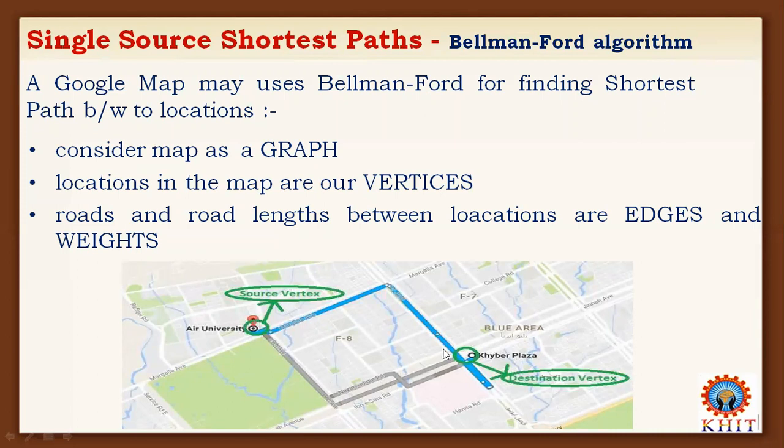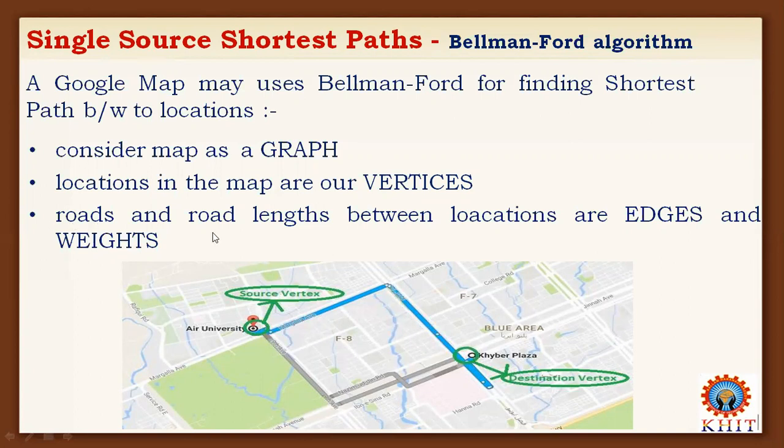Because there are a number of vertices, and the vertices are connected directly or indirectly through edges, and the distance from one vertex to another is also mentioned. So here we need to consider the given map as a graph, and the locations in the map are called vertices. Consider this is the source vertex and this is the destination vertex, and a path exists from source vertex to destination vertex, that is called an edge, and the total distance mentioned is called a weight.